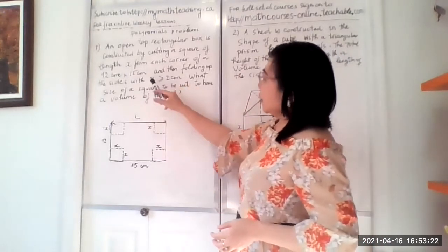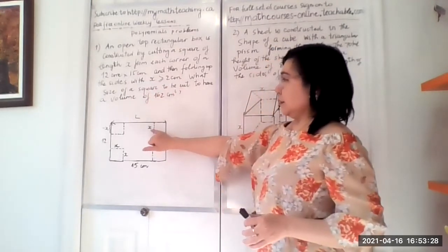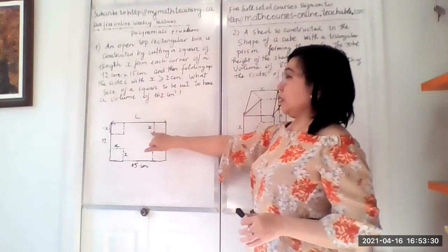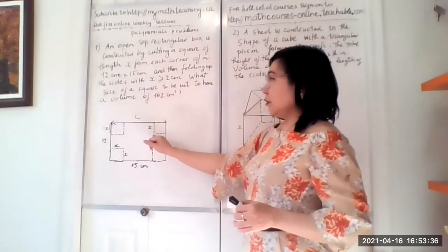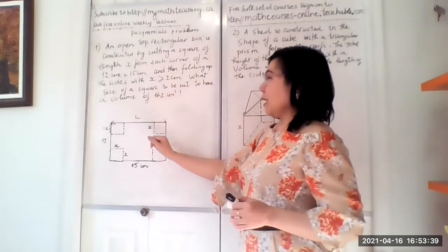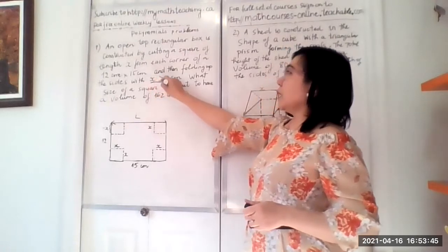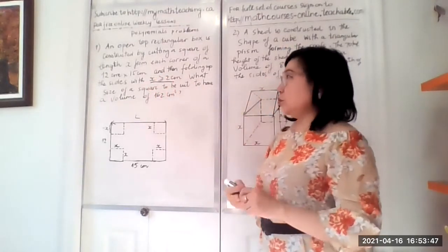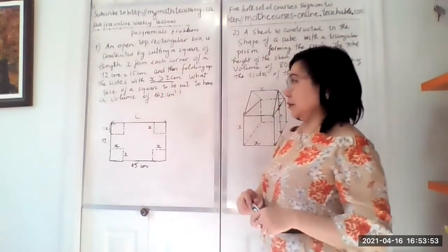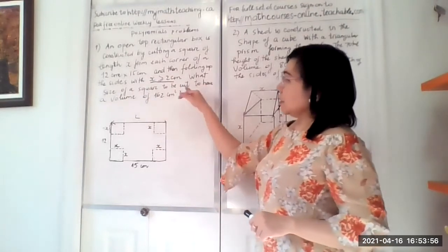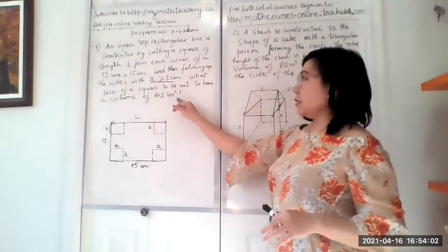And folding up the sides with x bigger than or equal to 2 centimeters. So they are warning us that this x cut has to be bigger than or equal to at least 2 centimeters. It's not going to be cut less than that. So if we cut by 1, it's not what the problem wants you to do. The problem wants x to be bigger than or equal to 2 centimeters. So x can be 3, 4, or 5, but not 1. So that's the idea. What size of the square is to be cut to have a volume of 162 centimeter cube?